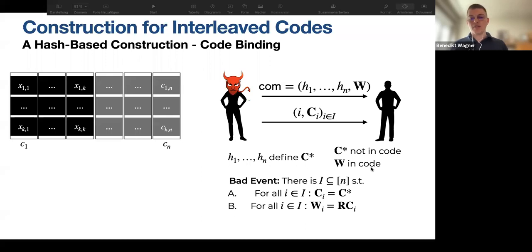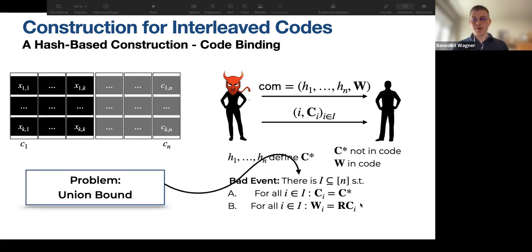Okay, and now it's sort of the bad event that we have to rule out during the security proof is that, well, they are consistent. These openings are consistent with the C star, and they are also via this R consistent with the W. But the C star is not in the code and W is in the code. And now if we just look at this, then believe me, you can bound this, but there's a huge problem. And this is that we have this there is term here. So we need to use a union bound.